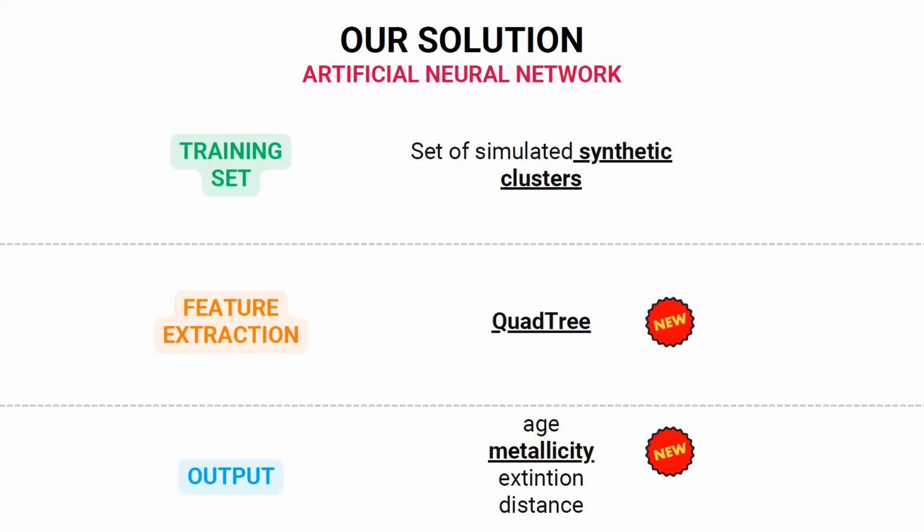That is an algorithm that I will show you in a while. And the output that we want to obtain is the age, metallicity, extinction, and distance of the cluster. What is new is the fact that we ask a neural network also to estimate the metallicity of the clusters. That is sometimes really tricky with photometry.